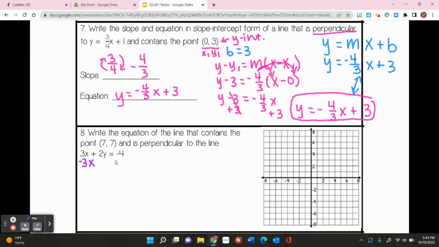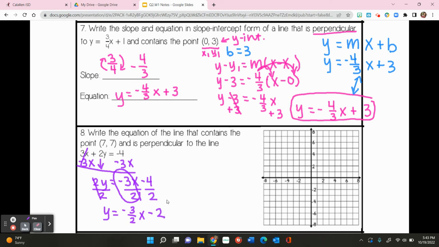So my first step, I'm going to subtract 3x from both sides. The 3x cancels, and I'm going to bring down 2y equals negative 3x minus 4. Now again, I'm solving for y, so I'm going to divide everything by 2. So my 2's cancel. I'm left with y equals negative 3 over 2x. And negative 4 divided by 2 is going to give you negative 2.